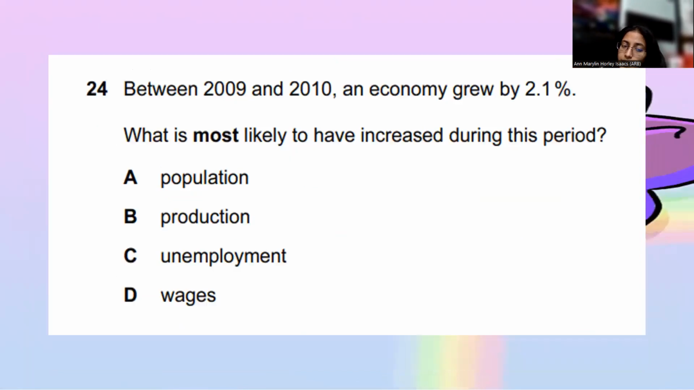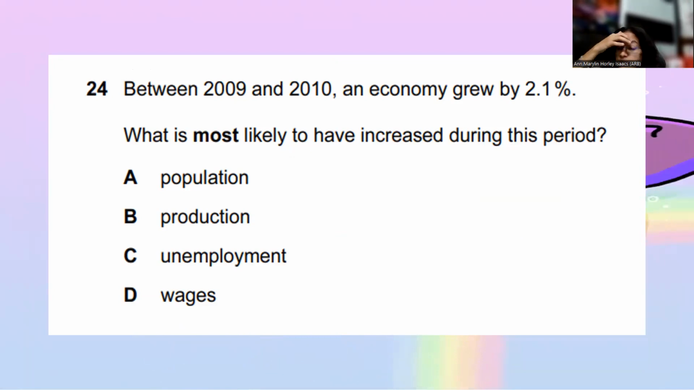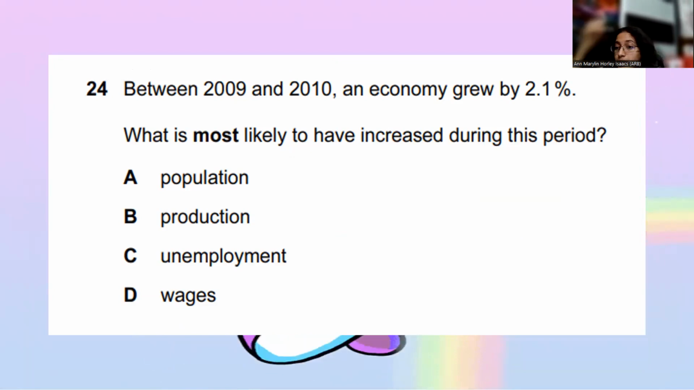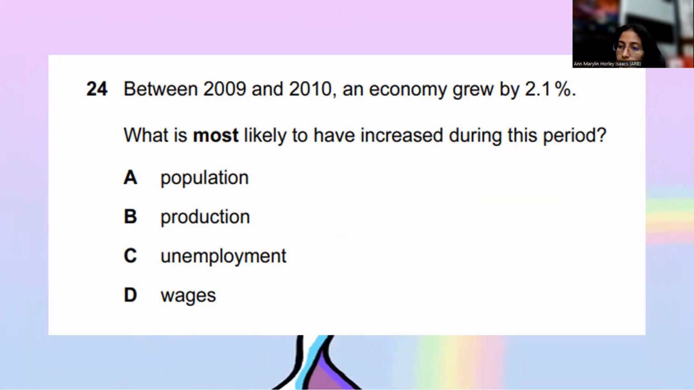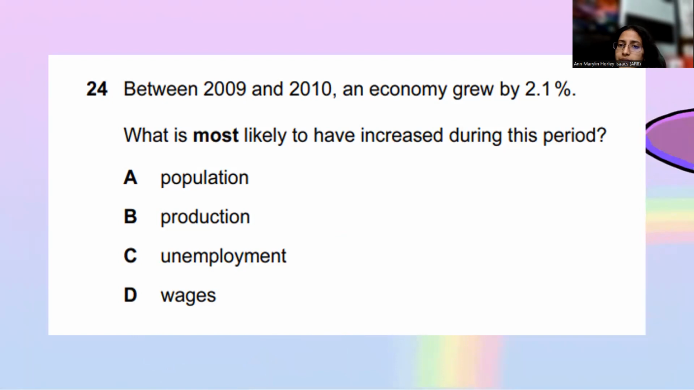Okay. Number 24, between 2009 and 2010, an economy grew by 2.1%. What is most likely to have increased during this period? Economic growth refers to you doing better, earning more, more economic activity, more GDP, more production, more skills, more knowledge, more everything, right? What is most likely to have increased during this period?